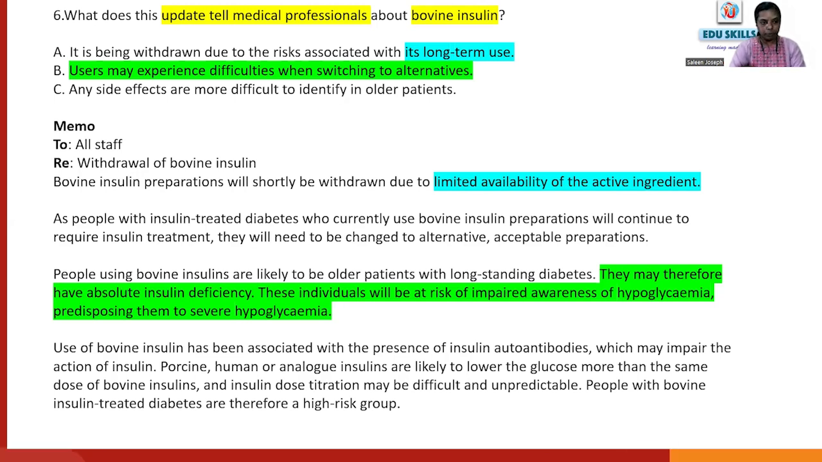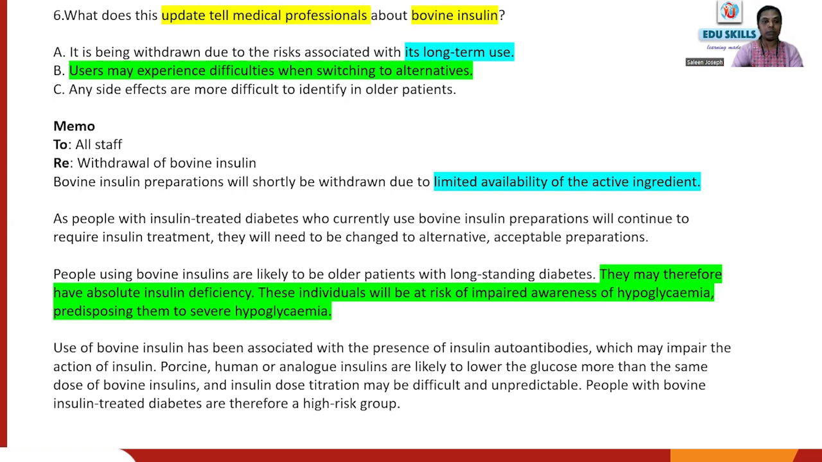Then answer option B, users may experience difficulties when switching to alternatives. So here, as you read, people with insulin-treated diabetes who currently use bovine insulin preparations will continue to require insulin treatment, they will need to be changed to alternative acceptable preparations. So here, next, people using bovine insulins are likely to be older patients with long-standing diabetes. They may therefore, contrast word, have absolute insulin deficiency. Okay, so they are telling this. When they switch to alternative, there is absolute insulin deficiency.